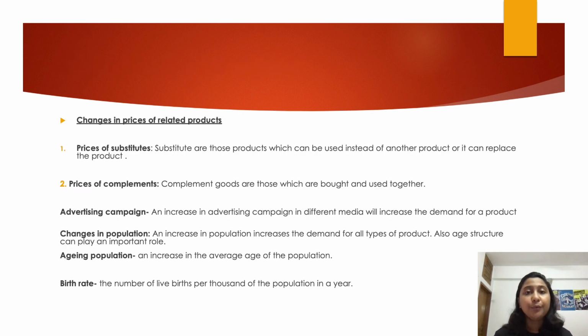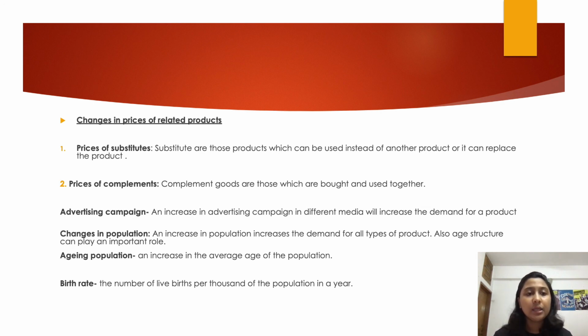So now we will be learning about changes in price of related products. First of all, we have price of substitutes. Now, what do we actually mean by substitutes? Substitutes are goods which can be used instead of another good, or can replace that good. For example, tea or coffee, Coke or Pepsi, etc.